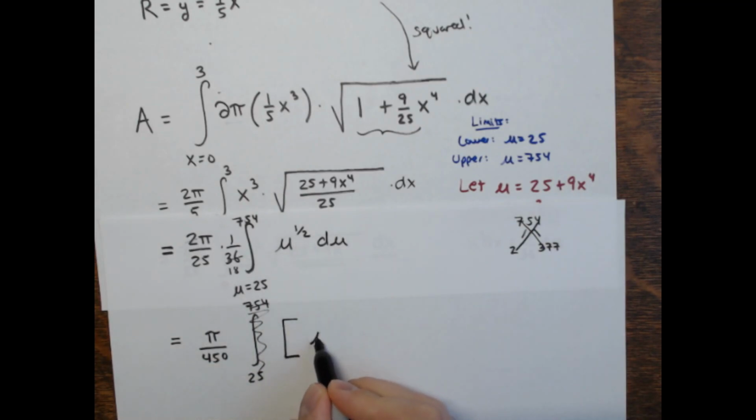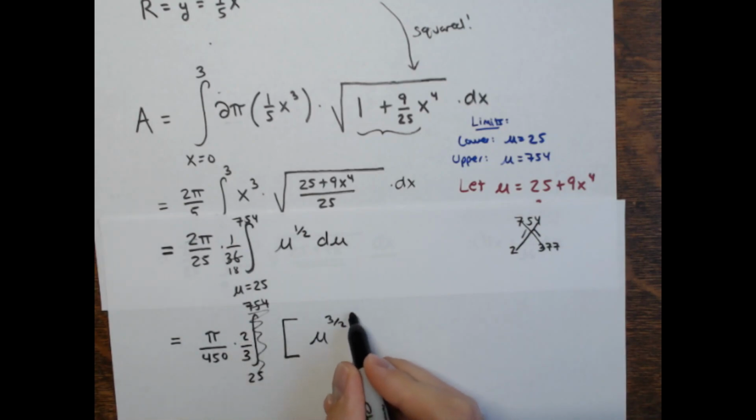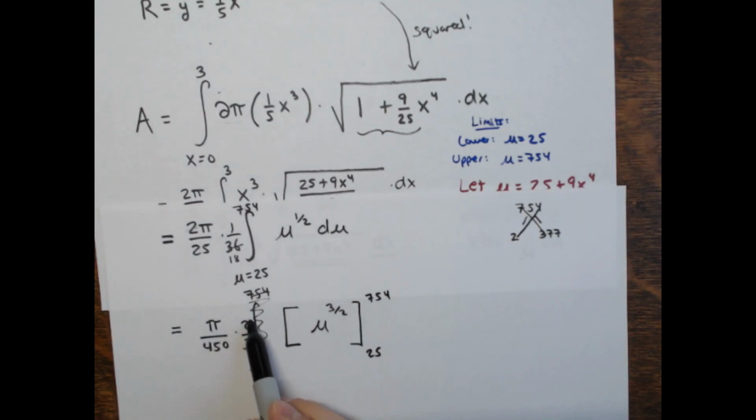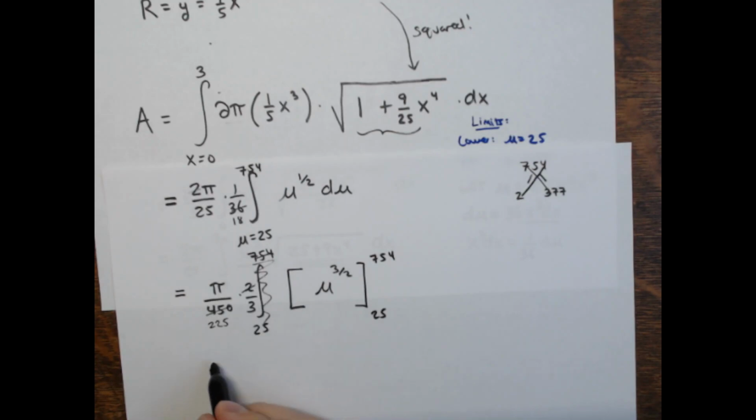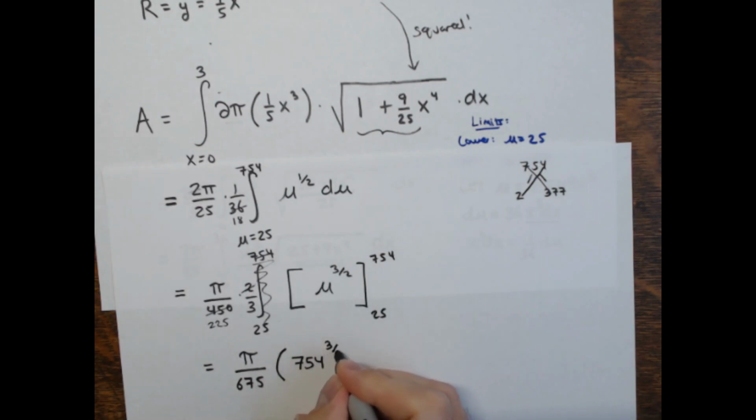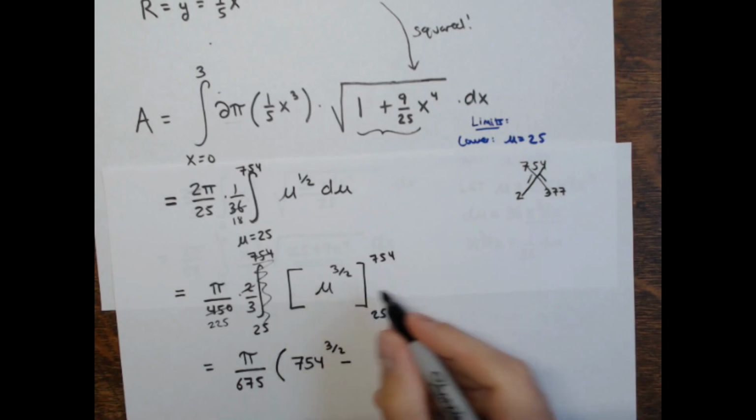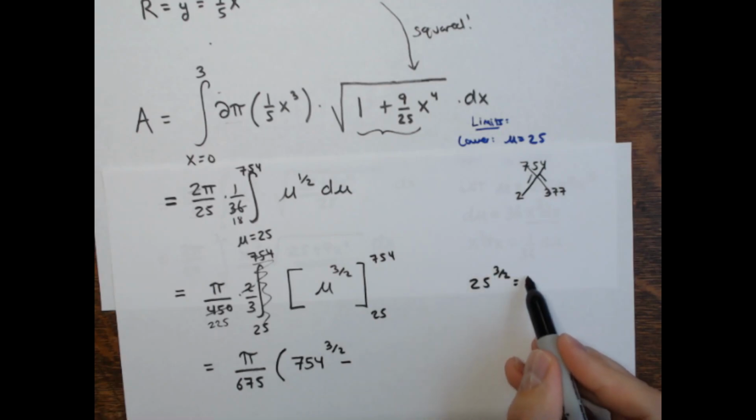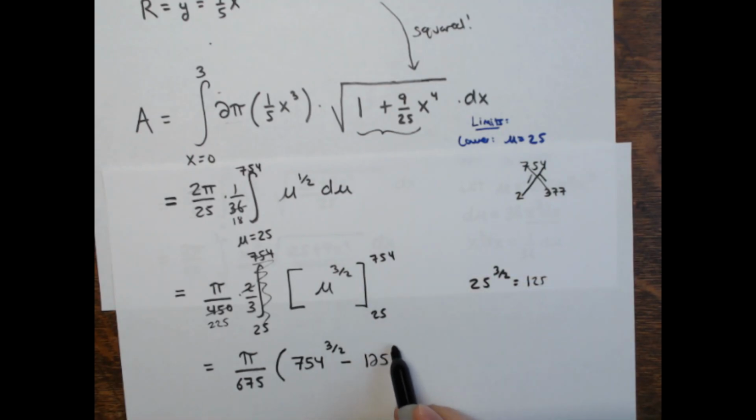Sorry. So this will be u to the 3 halves, and then times 2/3. But I'm going to pull the 2/3 out here, it's a constant multiple. And then we're going from 25 to 754. And then 2 goes into 450, 225 times, and then 3 times 225 would be 675. So we have pi over 675 out here multiplied by 754 to the 3 halves power minus 25 to the 3 halves. The square root of 25 is 5. 5 cubed is 125, so minus 125. That's actually a nice one.